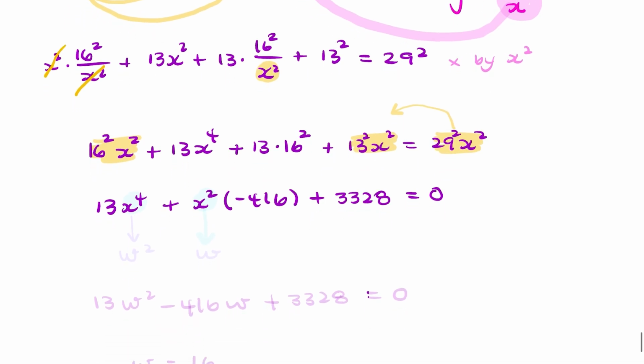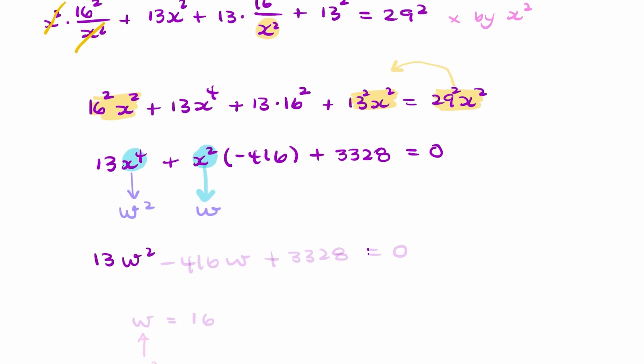So now what you have is a quadratic. You're going to need to change this variable to actually consider it a quadratic. So if you consider x squared to be, I don't know, w, then x to the power 4 will be w squared. So your equation is now 13w squared minus 416w plus 3328 equals 0. So using the quadratic formula, we end up with w equals 16.